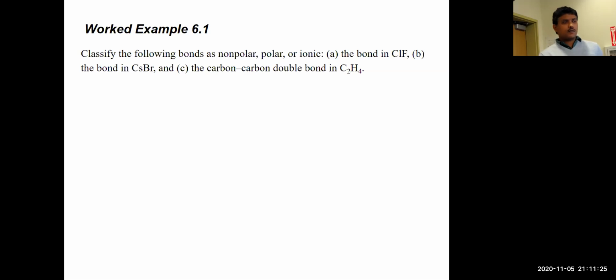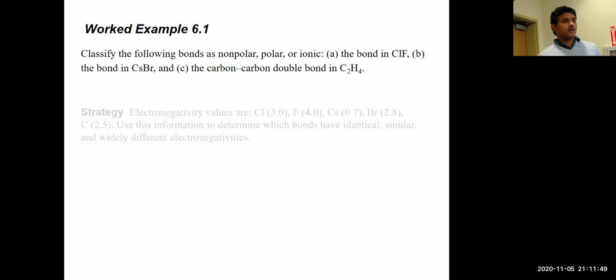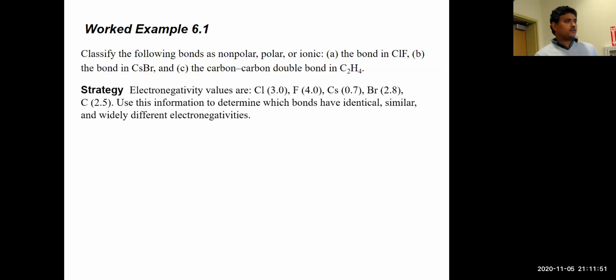So identify the difference between chlorine and fluorine electronegativity values and see where it falls. And identify the electronegativity difference between Cs and Br and see where it falls. And for C2H4, identify the difference between the atoms C and H, because you don't have to check the electronegativity difference between 2 of the same atoms, carbon and carbon. Okay, that's what you have to do. So these are the electronegativity values of all the elements present in these molecules.